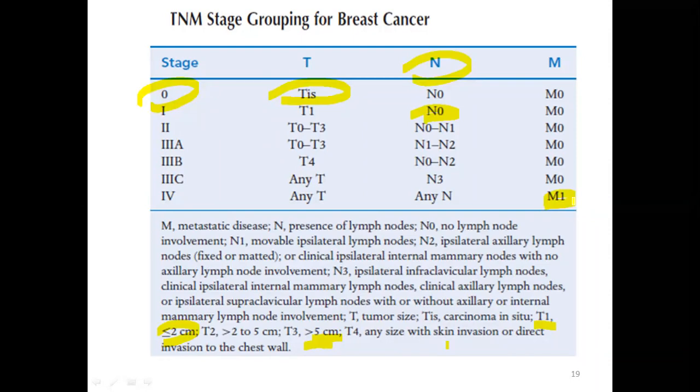You can also see what N1 stands for: there is ipsilateral lymph node involvement. Then N2 is ipsilateral axillary lymph node involvement. And N3 means there is infraclavicular involvement. So this is how they are going to stage.